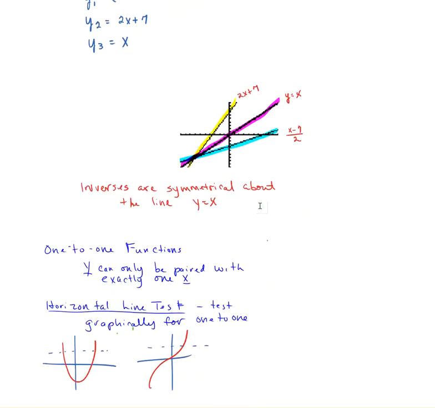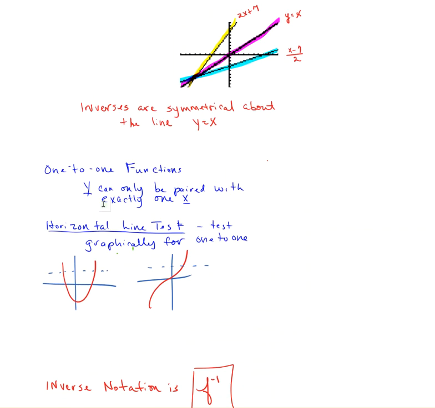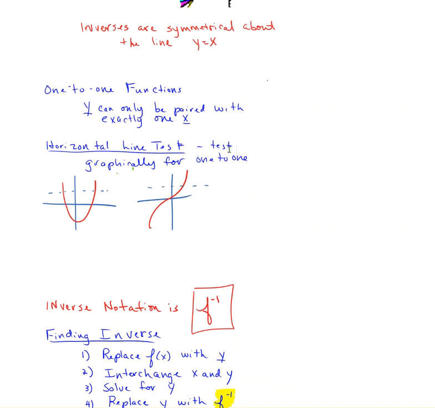Now let's talk about one-to-one functions. Remember when we learned the definition of a function and it said x could only be paired with exactly one y. Well, if y can only be paired with exactly one x, so it's the inverse of that, then it's a one-to-one function. And we had a vertical line test to see if something was a function. Well, we have a horizontal line test to tell if it's a one-to-one function. So if we draw a horizontal line through and we hit it more than once, it is not a one-to-one function. This one is not.